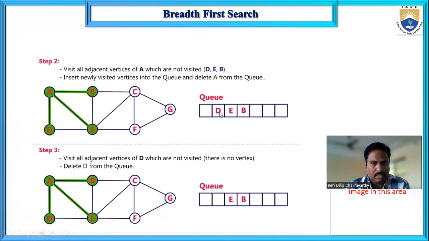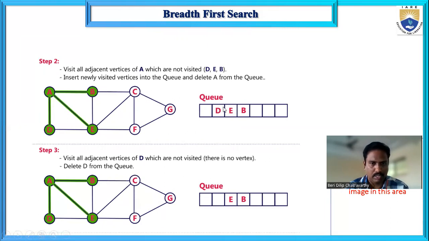I can take it in any order. Don't think that we should take only in this order. I can take any order. D, E, B. I have taken D, E, B. I just removed my A from Q. As I have added the adjacent nodes of A, I'm now removing A. So A is removed and the children of A, or the adjacent nodes of A, are added to the queue. Now step 2 is repeated.